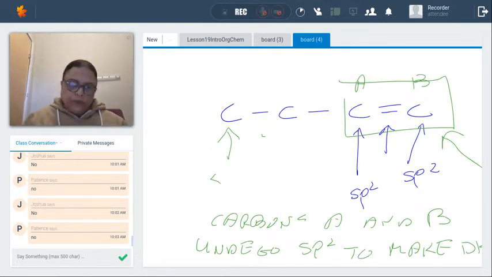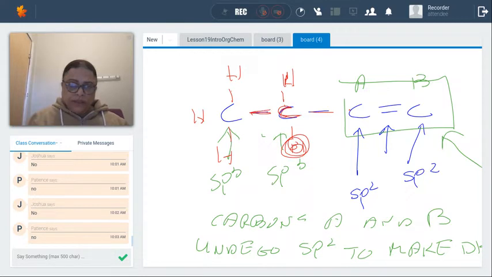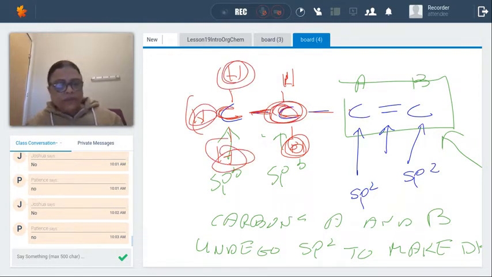These 2 are sp3 and sp3. Why? Because they have 4 partners. Look at this carbon. This is partner number 1. This is partner number 2. This is partner number 3. And this is partner number 4. Look at this carbon. Partner number 1, partner number 2, number 3, number 4. sp3.